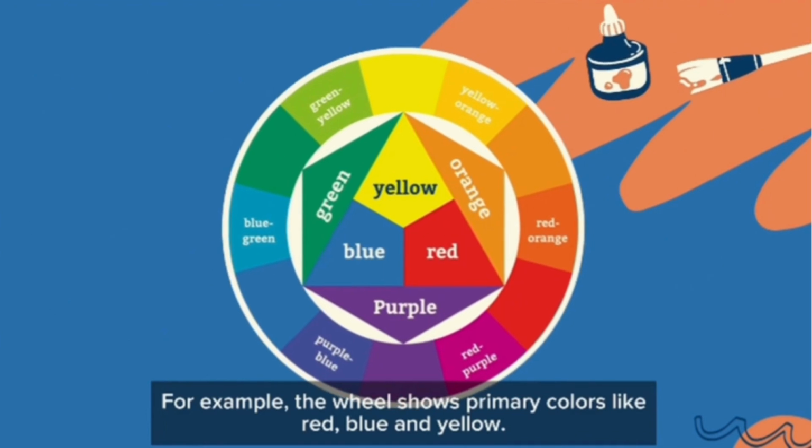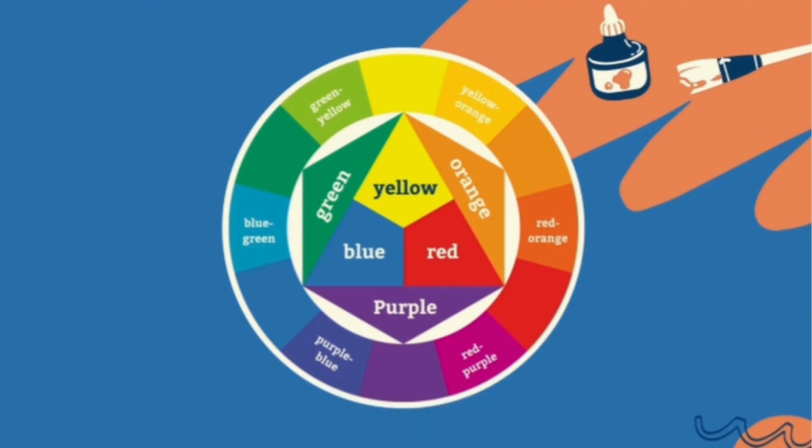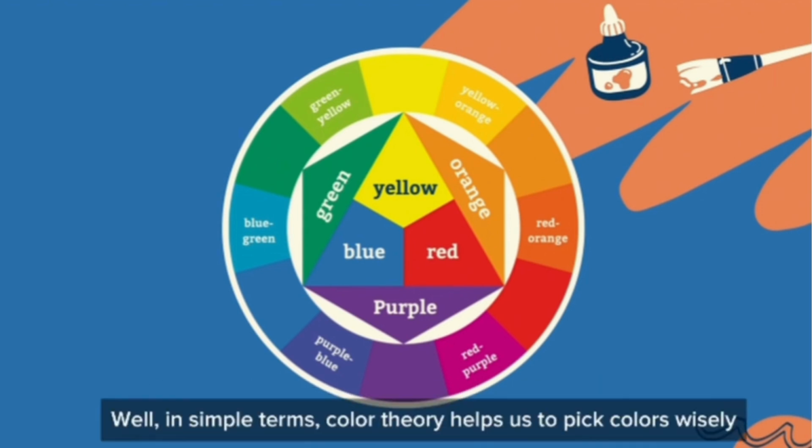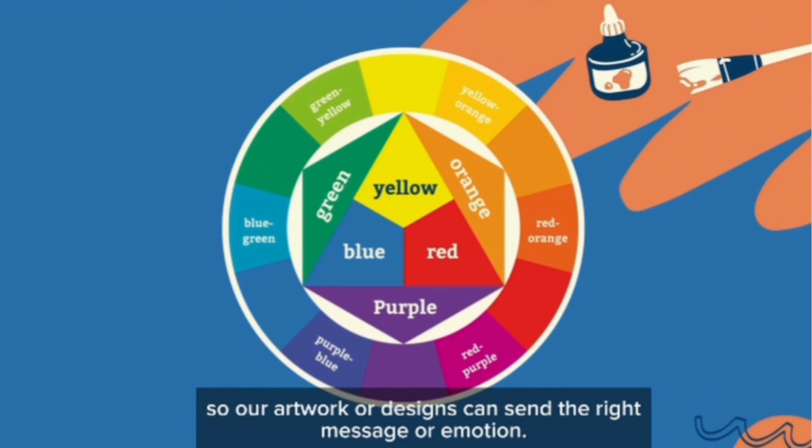For example, the wheel shows primary colors like red, blue, and yellow. Then secondary and tertiary colors that are made by mixing them. Well, in simple terms, color theory helps us to pick colors wisely, so our artwork or designs can send the right message or emotion.